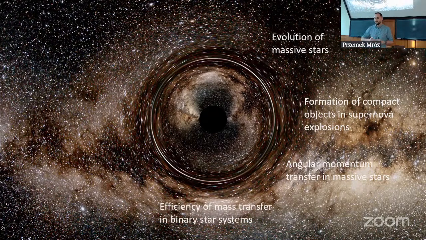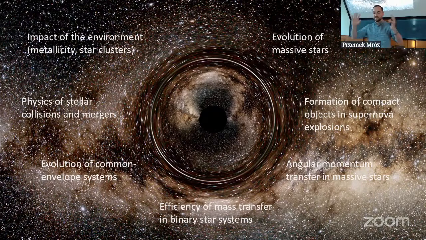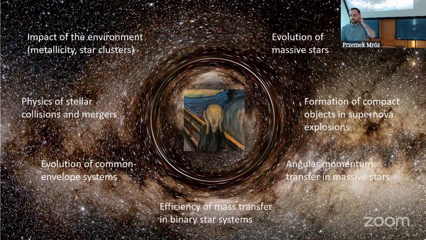We have to understand the binary stars. For example, the efficiency of mass transfer in binary star systems. You have to understand the evolution of the common envelope systems, physics of stellar mergers and collisions. And on top of that, you have to understand the impact of the environment, the impact of the metallicity, stellar density on all of these processes. So arguably, it's hard.